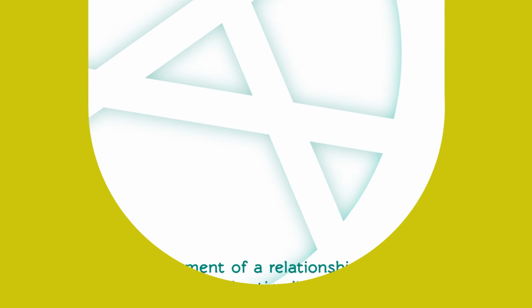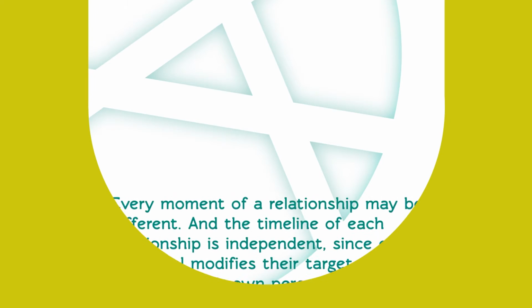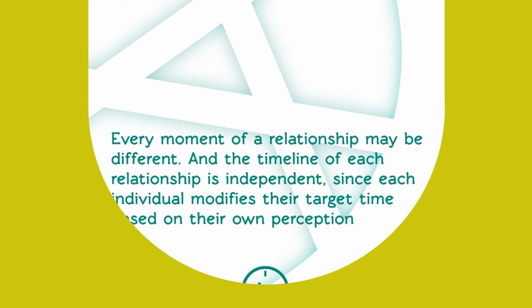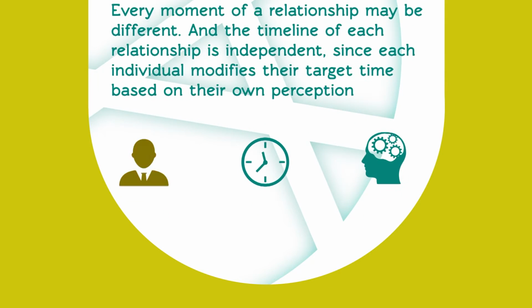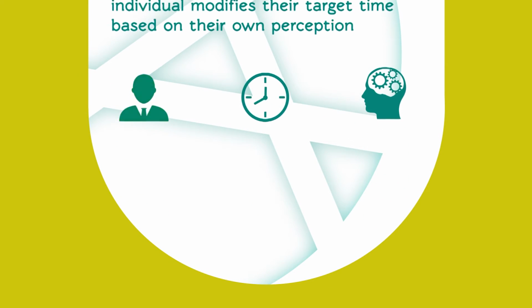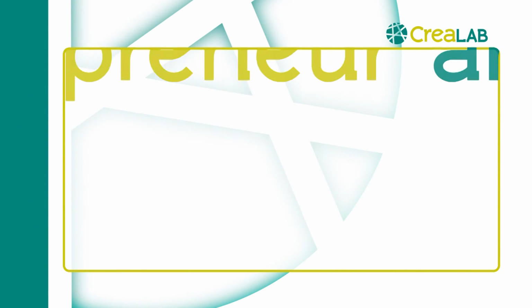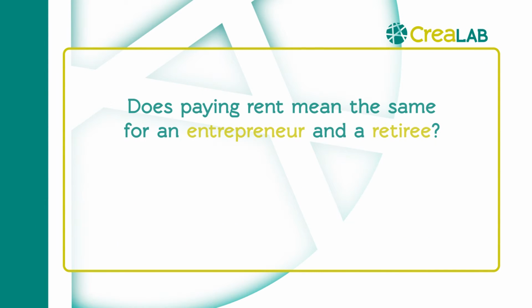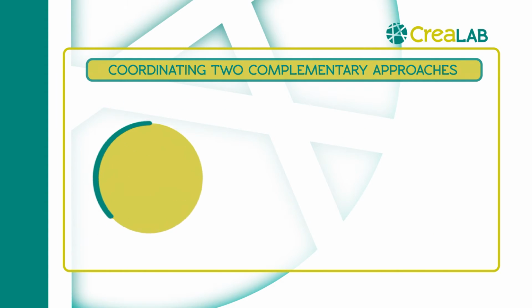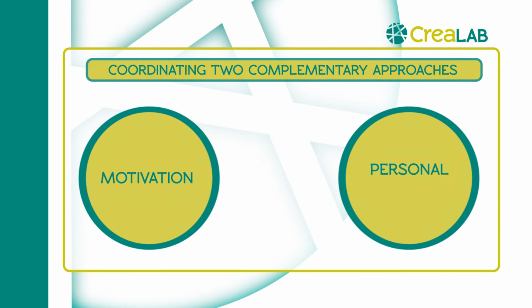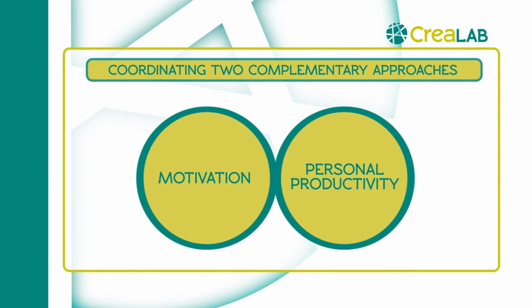Every moment of a relationship may be different, and the timeline of each relationship is independent, since each individual modifies their target time based on their own perception. Does paying rent mean the same for an entrepreneur and a retiree? We'll try to address this question by coordinating 2 complementary approaches: motivation and personal productivity.